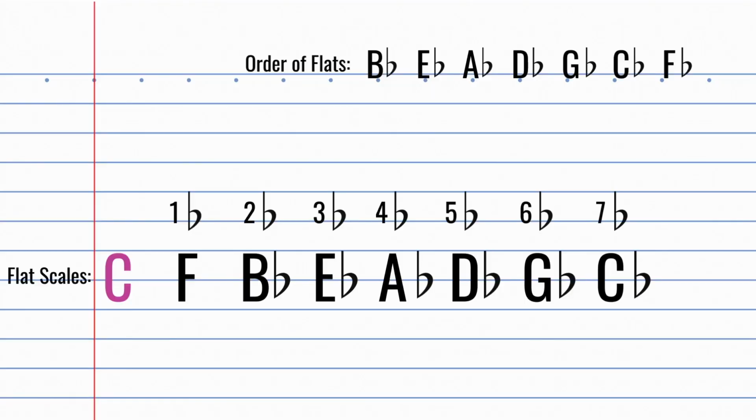All right, here's all of your flat keys. Like I said, from F major, which has one flat, all the way to C flat major that has 7 flats. In other words, every note in that key, C flat major, is flat. So this is just something you've got to memorize. The order is F, B flat, E flat, A flat, D flat, G flat, C flat, and you want to be able to recite it that quickly.